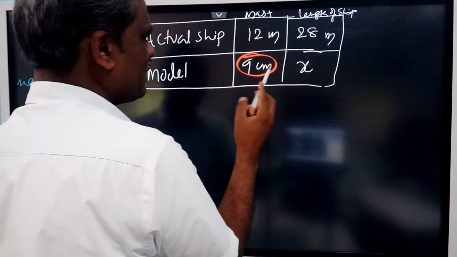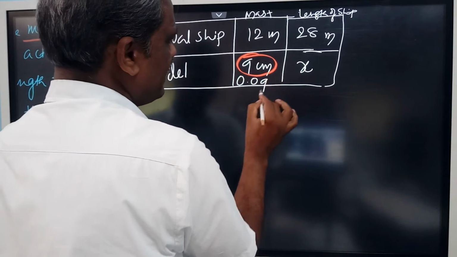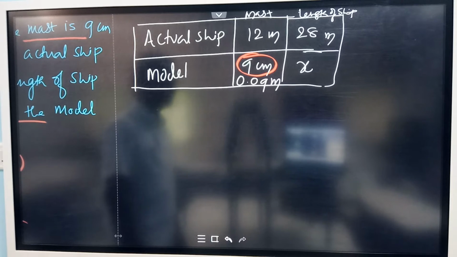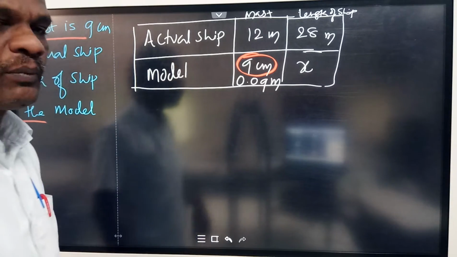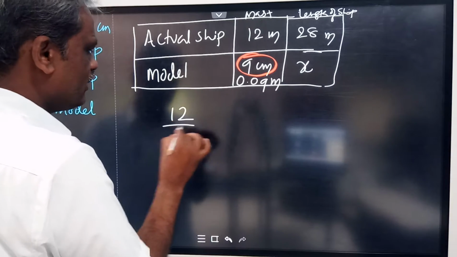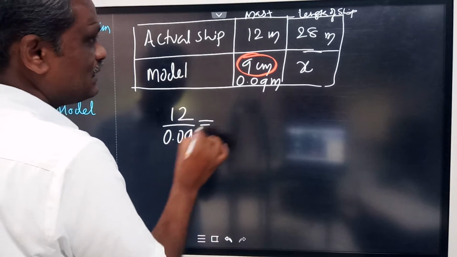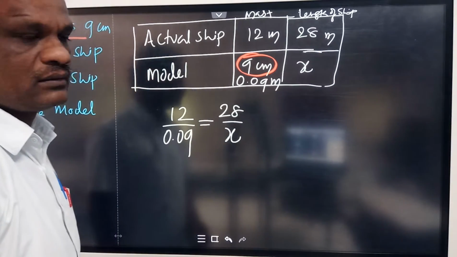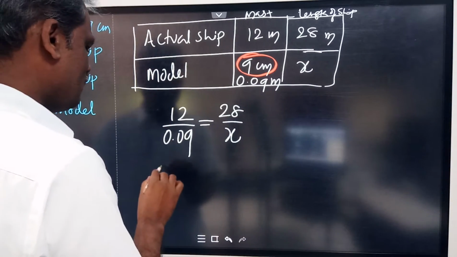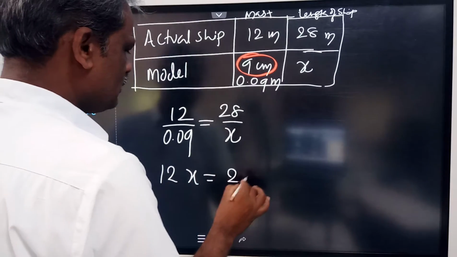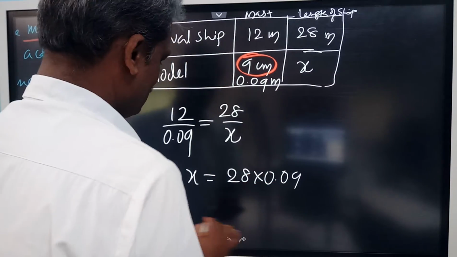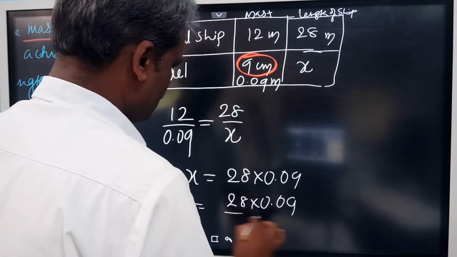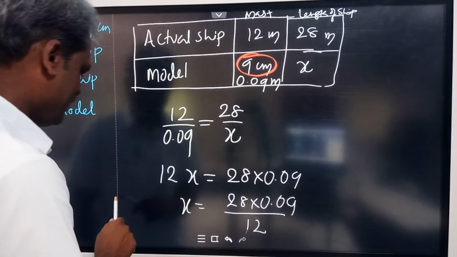Divide it by 100, it becomes 0.09 meter. Since it is in proportion, you can write 12 divided by 0.09 is equal to 28 divided by x. Now you can cross multiply here. 12x is equal to 28 into 0.09. x is equal to 28 into 0.09 divided by 12. Simplify this now.